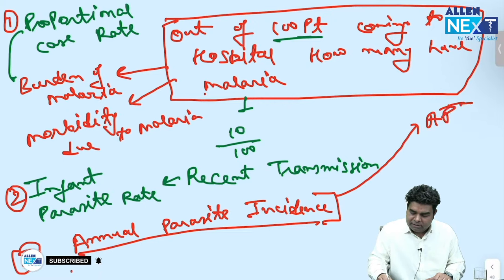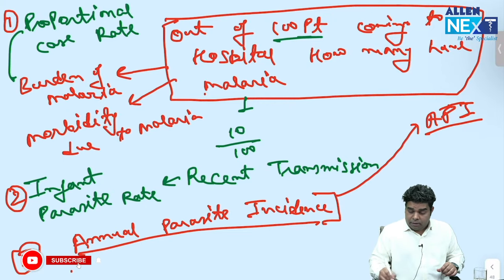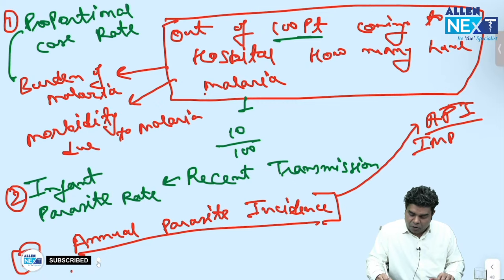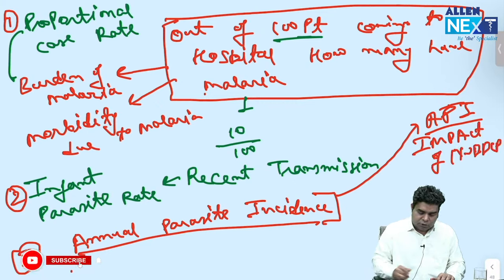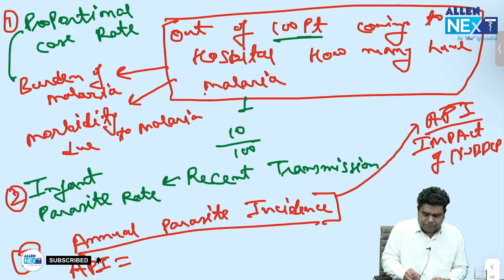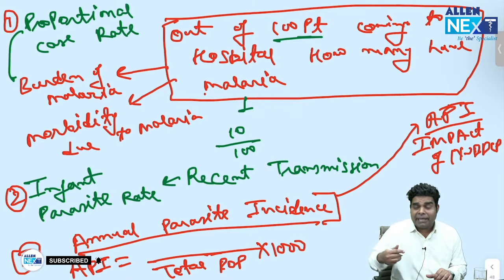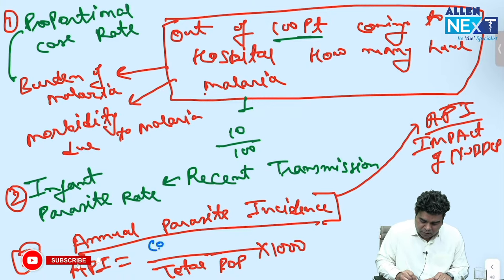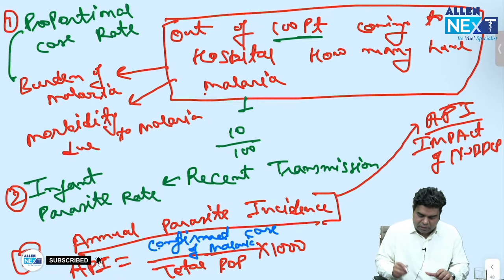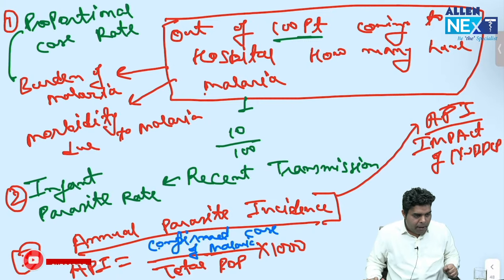Now in many exams, they ask the formula of API, which is telling us the impact of the malaria program, NVBDCP. So the formula for API is very simple: out of 1,000 people of the area, how many confirmed cases of malaria occurred? Confirmed cases of malaria. Okay. This is a confusing area, so we should clear all the confusing parts together.